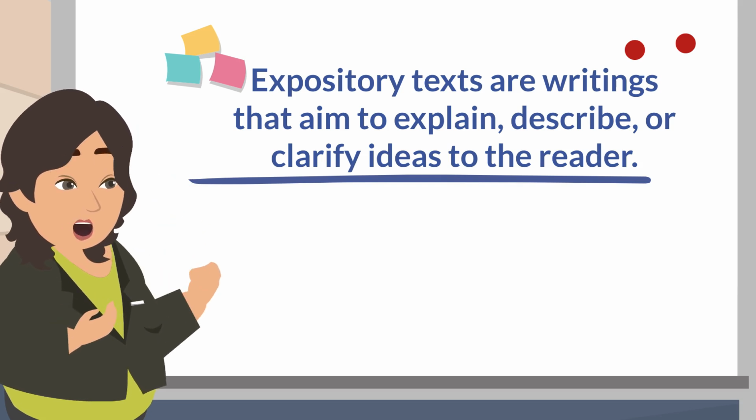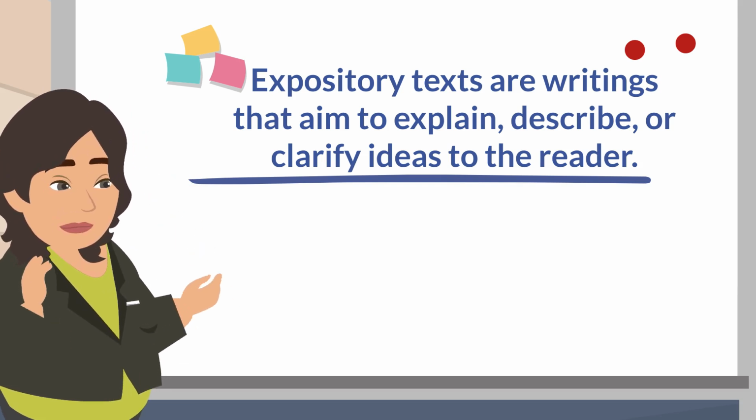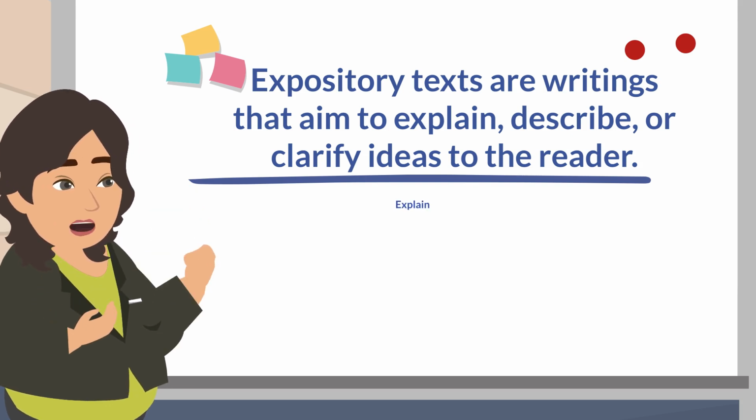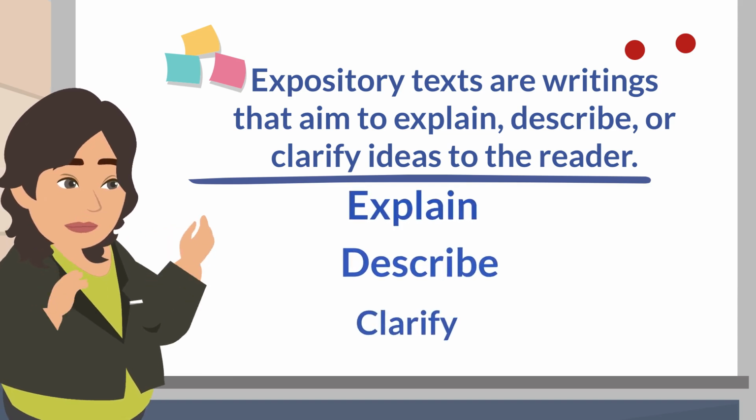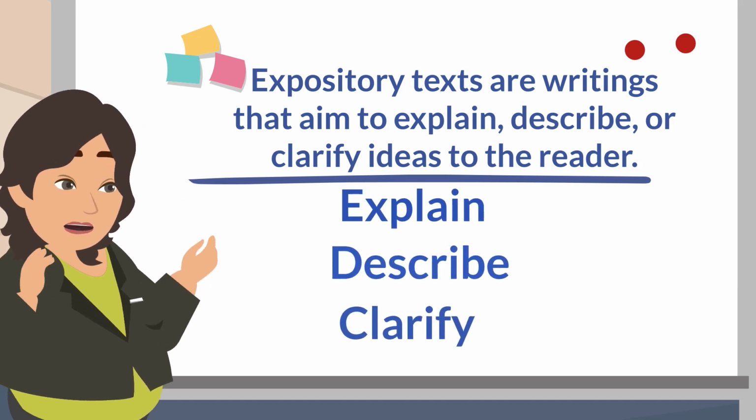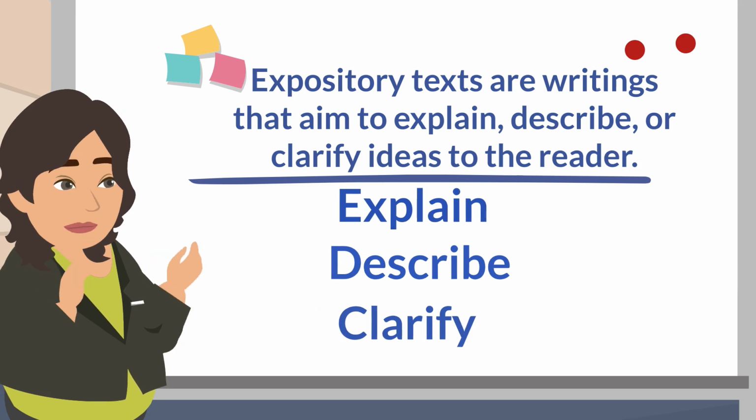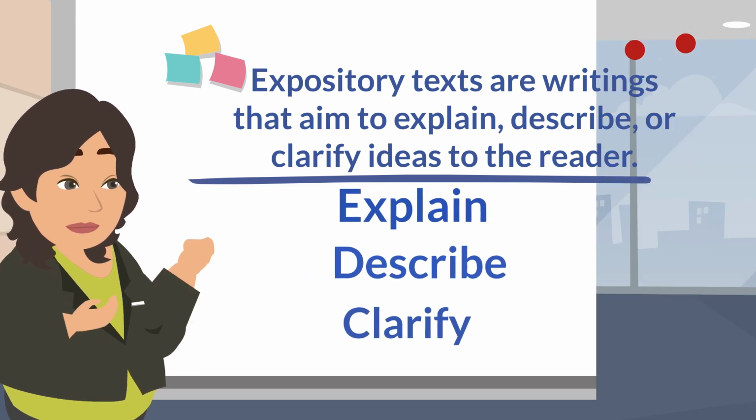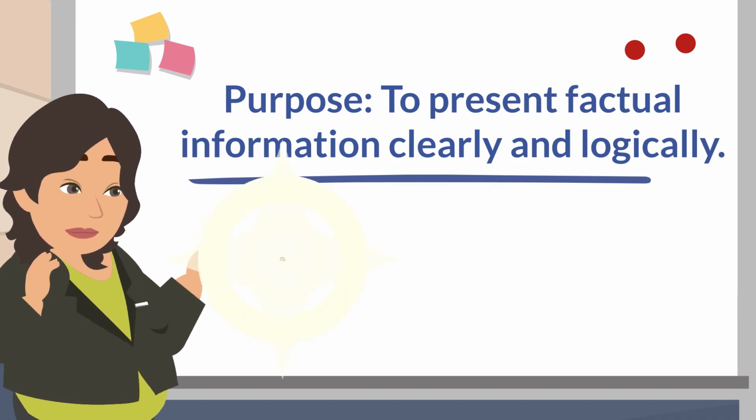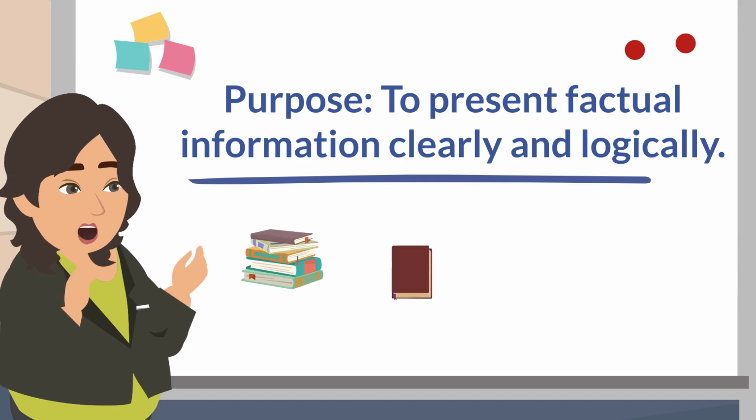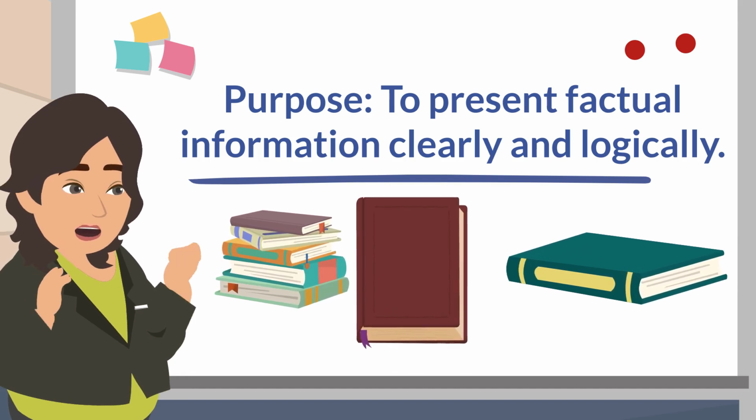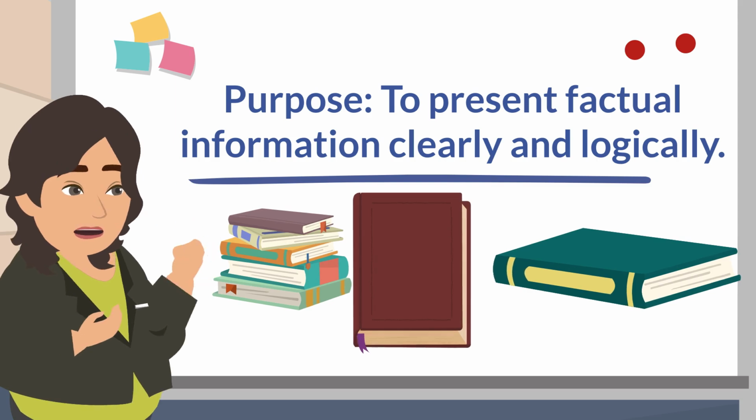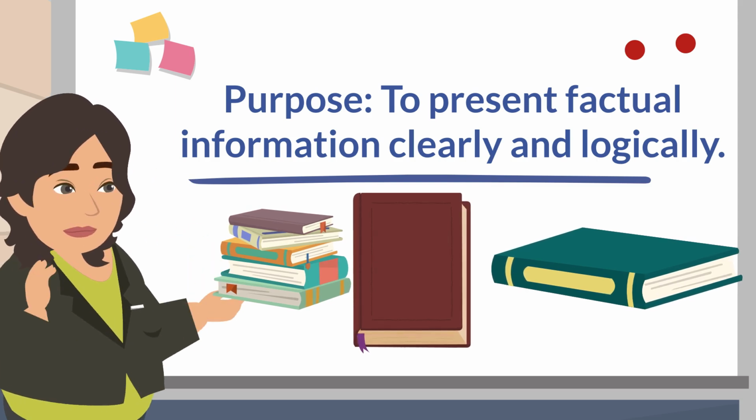Let's start by understanding what an expository text is. Expository texts are a form of informational writing that aim to explain, describe, or clarify ideas to the reader. These texts are designed to present factual information in a clear, logical manner, making complex ideas easier to understand. Expository texts can be found in various places, such as textbooks, research articles, manuals, and scientific reports. Their purpose is to educate the reader by breaking down complicated topics into manageable, understandable pieces.